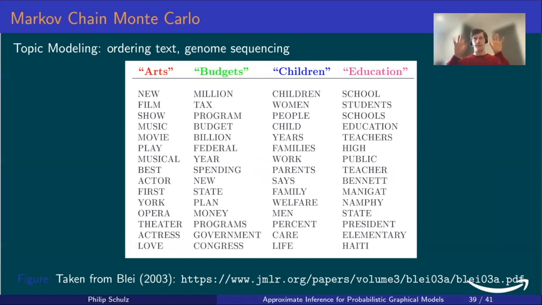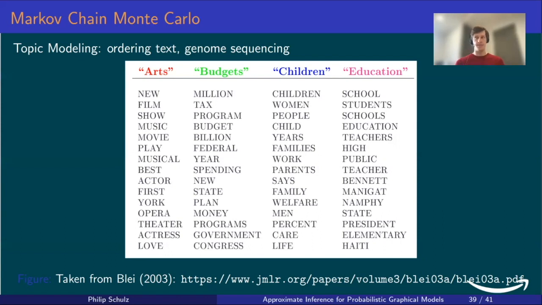It categorizes words according to their topic, where the topic might be something like arts or budgets or children or education, something along those lines, right? And once I know which topic a word is likely to belong to, I can then extrapolate to texts, right? Because texts are made up of words. And if a text contains lots and lots of words from, say, the arts section, I can then categorize this text as being about arts.